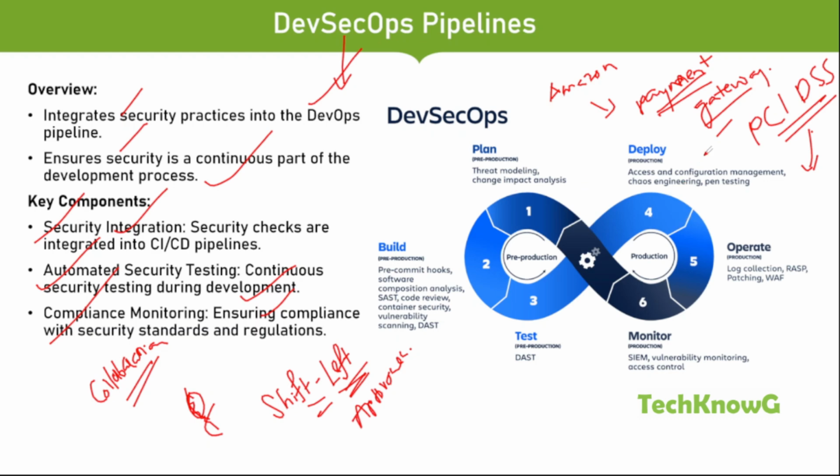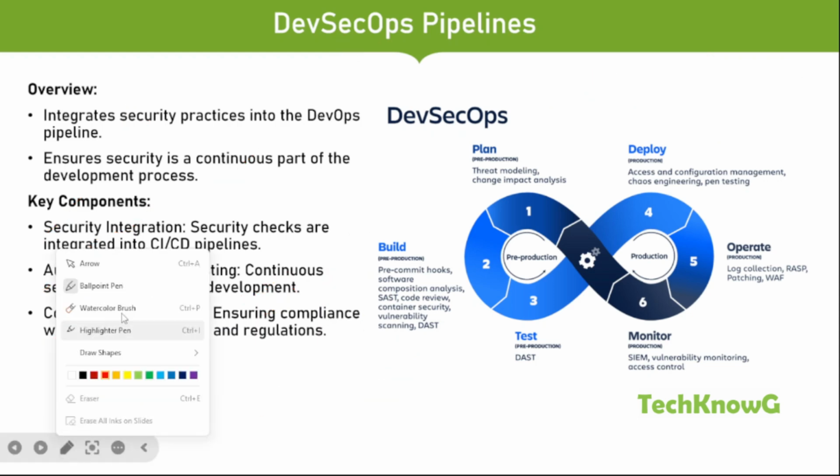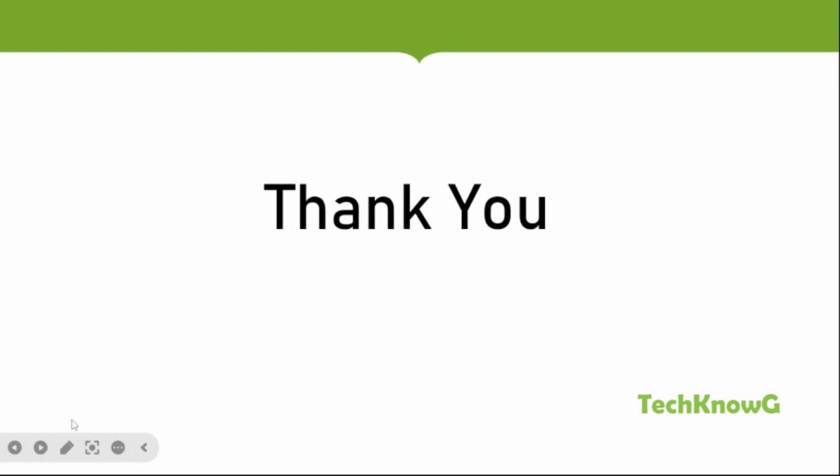We can verify in the code whether it is following the rules that the PCI DSS standards have. That is why compliance monitoring is also completed in this DevSecOps process. We can also ensure that compliance is there for our application. Compliance is nothing but following all the rules. It means our application is legal, so it is not having any kind of legal issues.